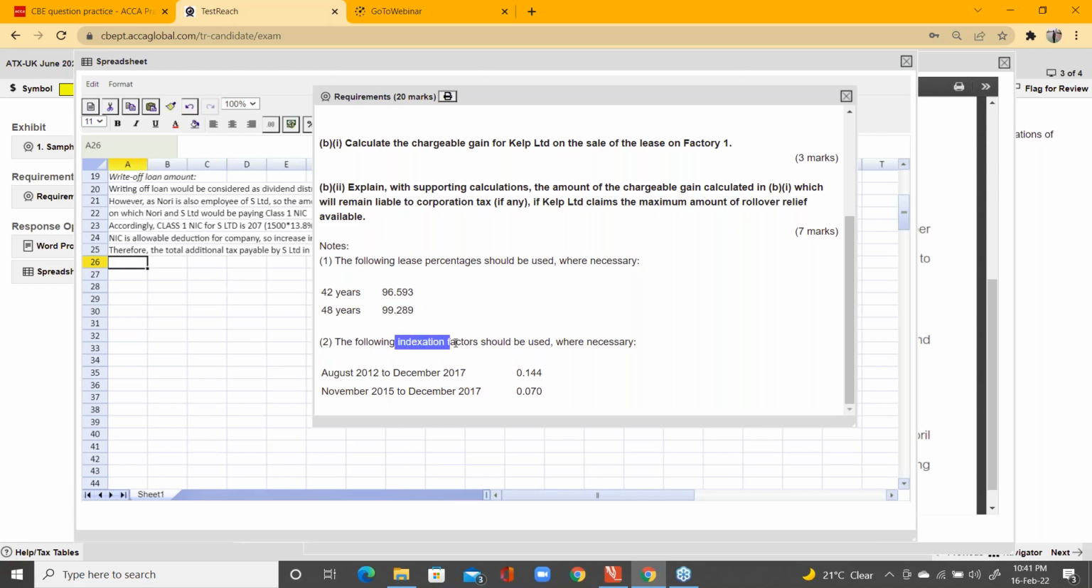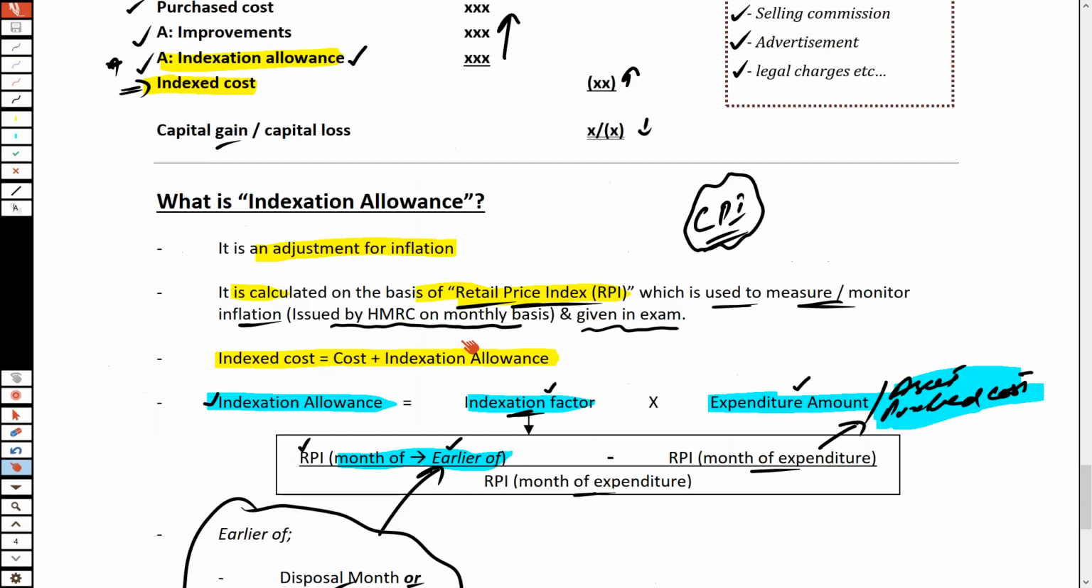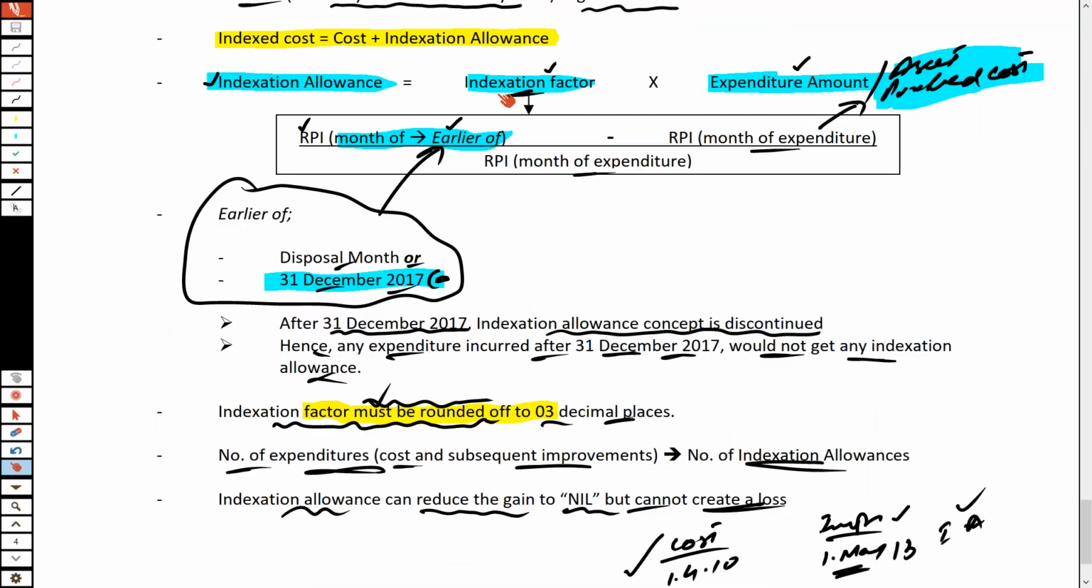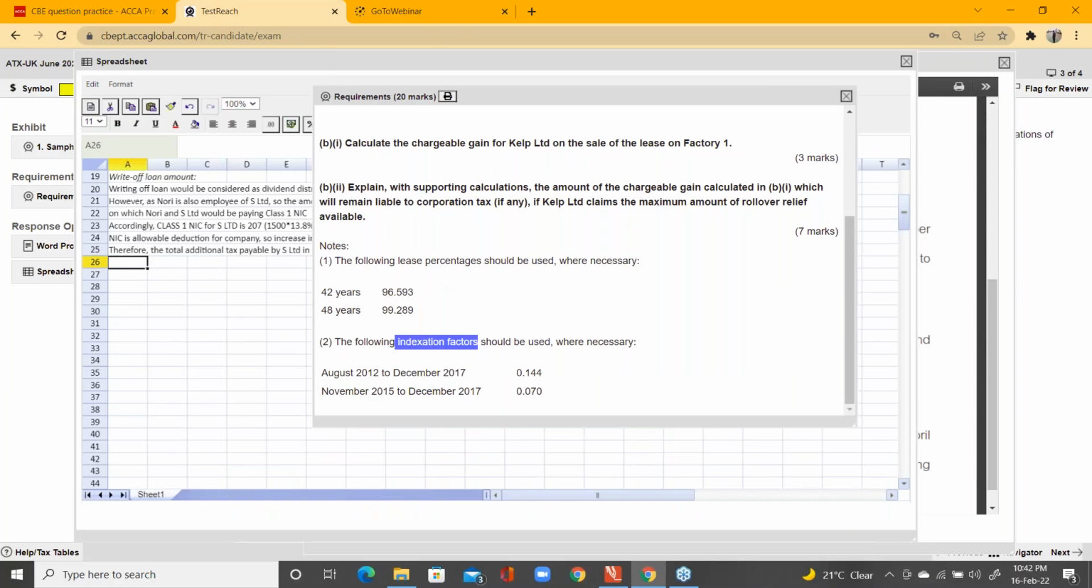Number 2, following indexation factors, as we discussed over here, the indexation factor is calculated and normally also given in the question. So instead of performing this calculation, we would be taking the indexation factors directly, as given in this question. The following indexation factor should be used where necessary. Indexation factor from August 12 to December 17 is 0.144, and from November 15 to December 17, that is 0.070. By the way, you can see that in both cases, the max date is 31st December 17.